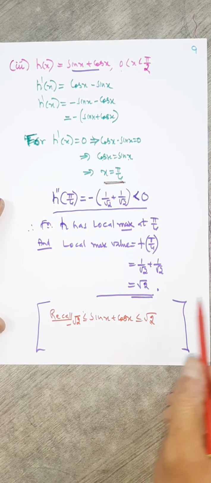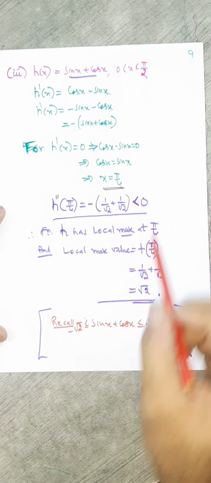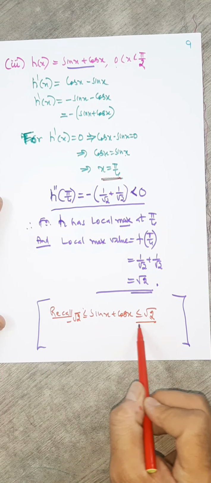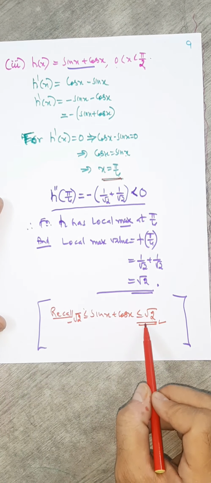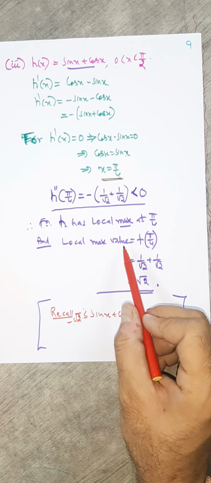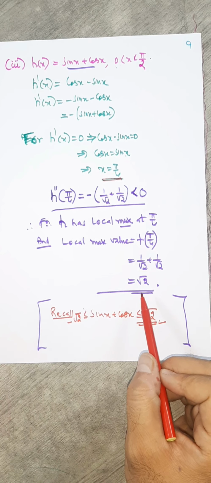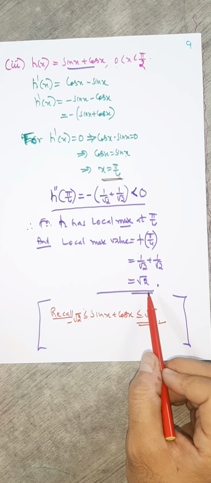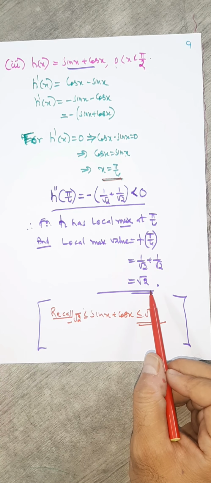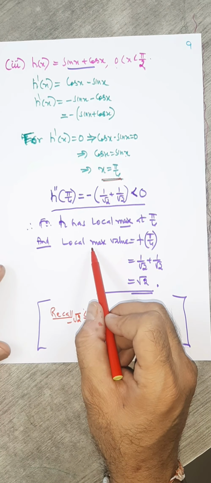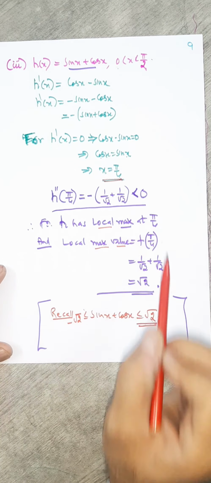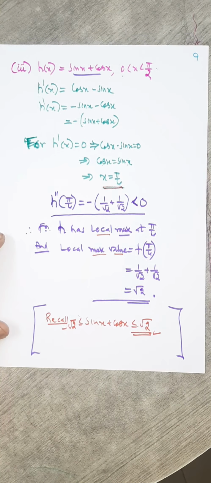But why are we not considering that? Because your domain is 0 to pi by 2. We have thought of this based on the domain. That's the maximum value. Not only a local maximum, in fact it is the global maximum, the absolute maximum, but that is not asked in the question, so we are just using the word local maximum. Fine? Clear?